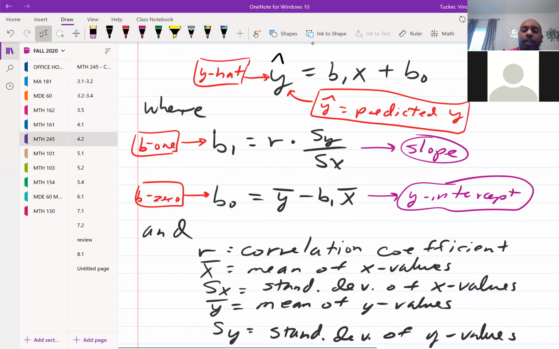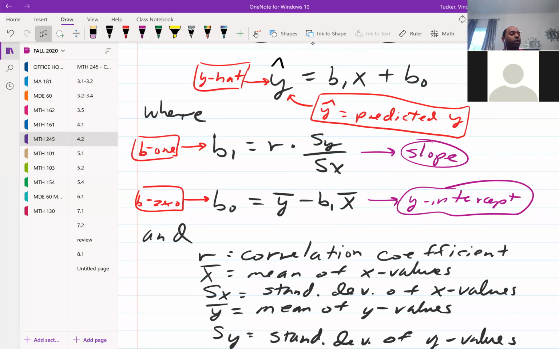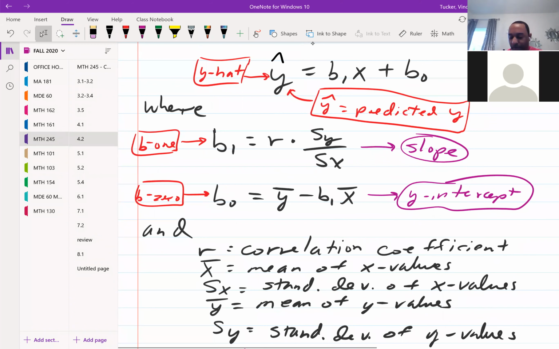So those symbols in the calculations are right there. We talked about R last class, which is the correlation coefficient. X bar is the mean of your X values. S sub X is the standard deviation of the X values. Y bar is the mean of your Y values, and S sub Y is the standard deviation of your Y values.